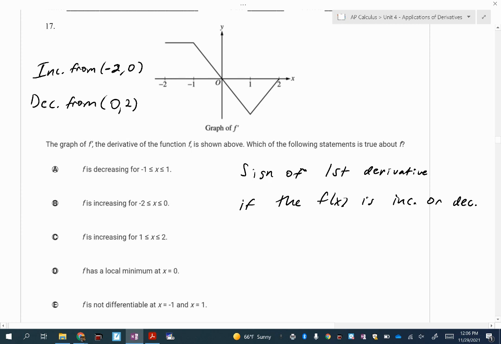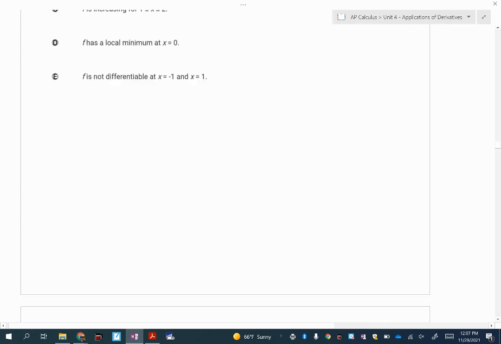So when I look at my answer choices, I'm looking for anything to match up with that. Increasing from -2, there we go, it's B. Increasing from -2 to 0. So 17 is B. Let's go to 18.